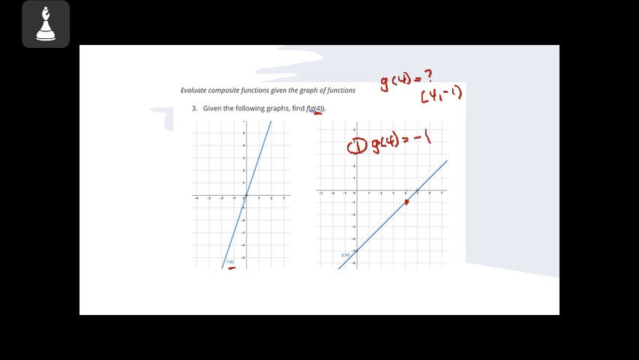Now we take that value and plug it into the f part. So part 2 wants f of -1. So we find -1 for x. Our graph is down here at a value of -3. And that is the final answer. So f of g of 4 is -3.